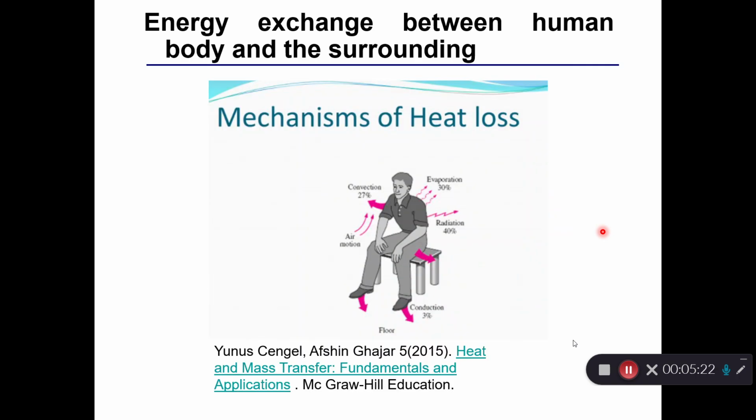And in the second work, we know that from the human body, heat is transferred to the surroundings, especially when we are doing some physical exercise. So that heat transfer rate is higher, and these are the different modes of heat transfer: conduction, convection, radiation, and evaporation. And you can see that a big chunk is coming from convection and radiation.